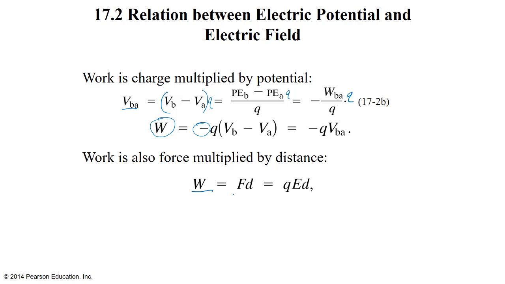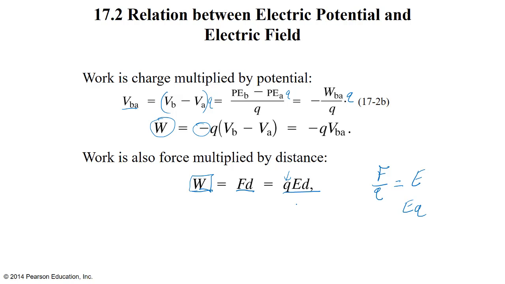But since work is also equal to force times distance, and force over charge is what we define electric field as, we can go ahead and make this substitution. We can say force is really just E times charge, and so we also have that the work done by an electric field on a charge is equal to the charge times the strength of the electric field times the distance.